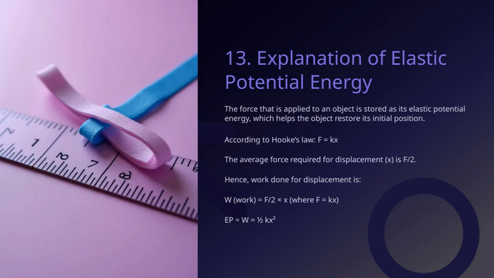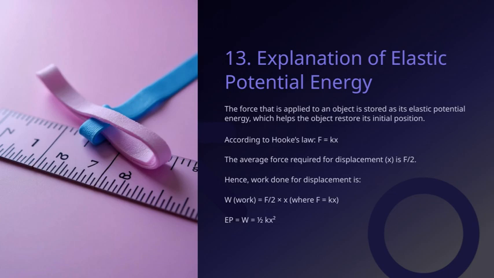Remember, the force F itself is proportional to displacement, following Hooke's law, so F equals kx. This means that the average force applied during the displacement is actually half of the maximum force, which is F over 2. All of this highlights that the work done on the spring is stored as elastic potential energy.